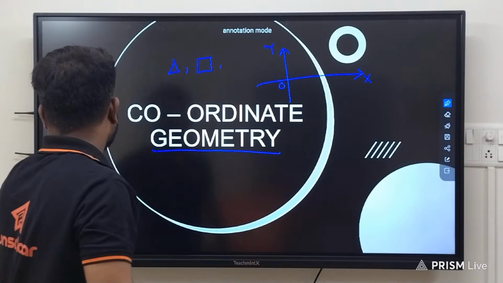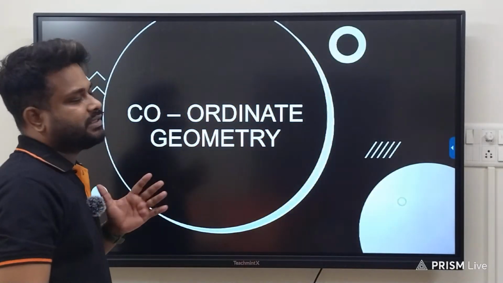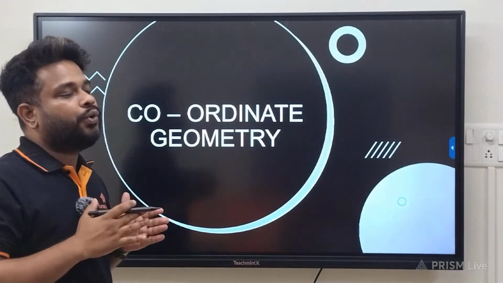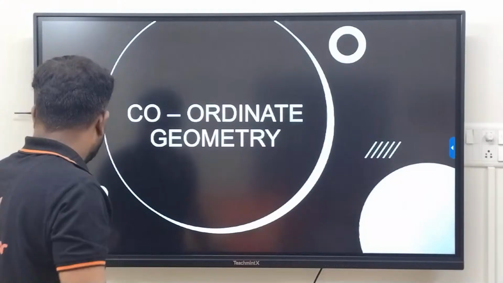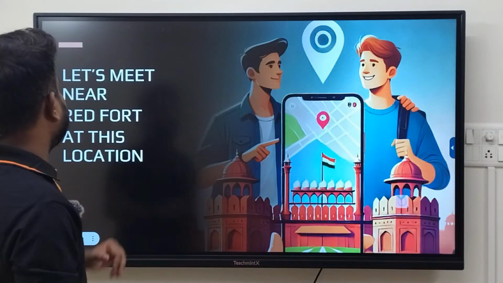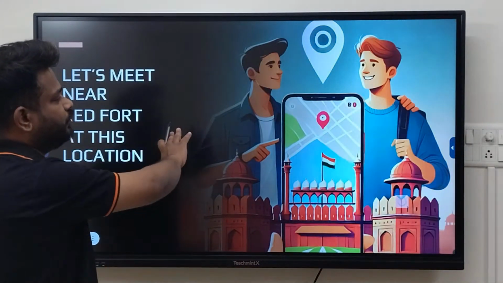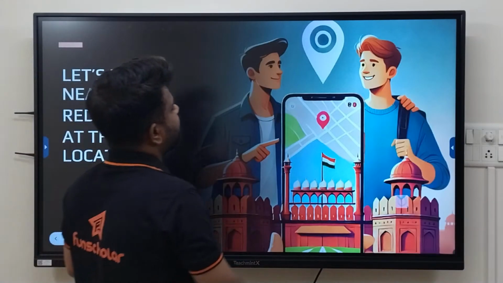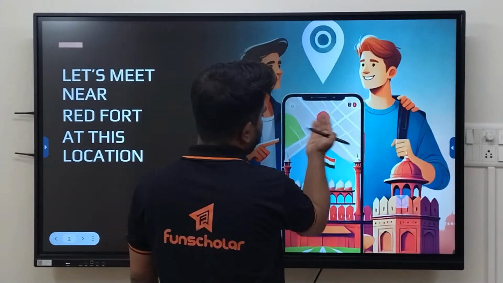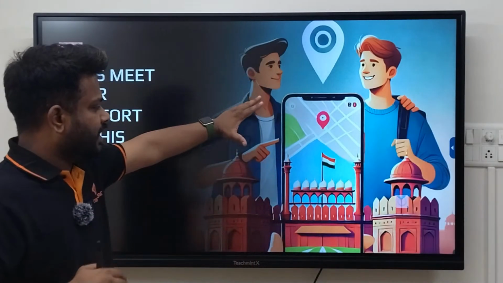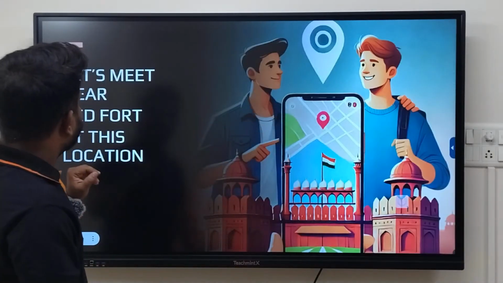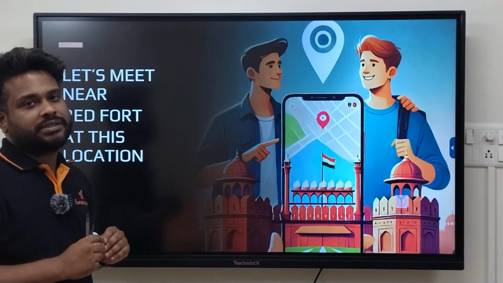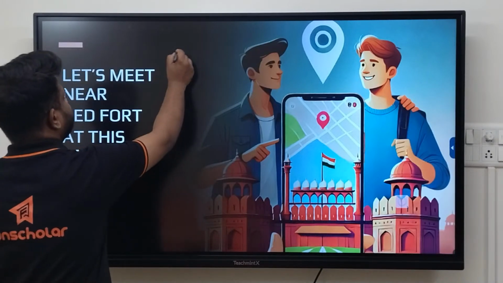So let's discuss why we are studying this, or why and where we need to apply this. Let's meet near Red Fort at the location. Two friends are discussing this, and you can see this is a mobile where Google Maps or any kind of map is open. From this we can say that coordinate geometry has a significant use in GPS systems.